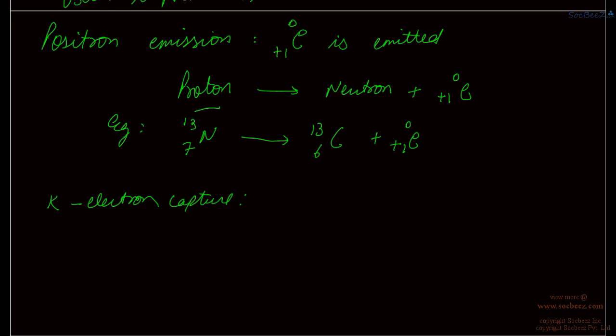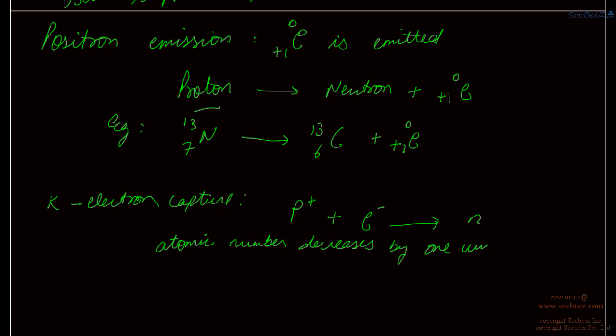As a result of K electron capture, a proton in the nucleus is converted into a neutron. Whenever an electron is captured by the nucleus, it meets a proton and the two combine to form a neutron. Hence the atomic number decreases by 1 unit.